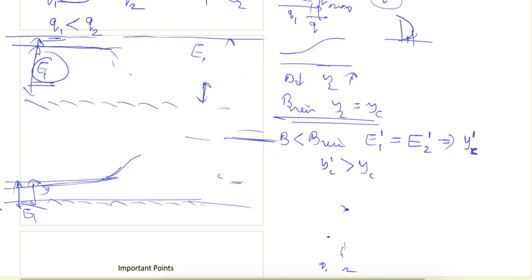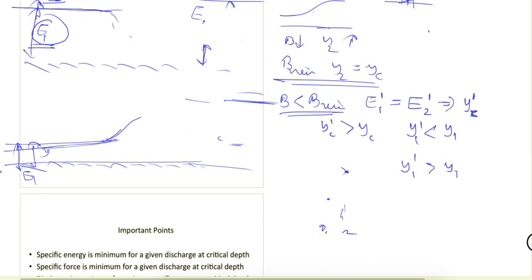And what will happen at section 1? If the flow is in the supercritical zone and we are reducing B further below B minimum, then Y1 will decrease; let's say Y1 dash is the new depth, this will be less than Y1. And if we are in the subcritical zone, then Y1 dash will be greater than Y1. That's it in this condition.